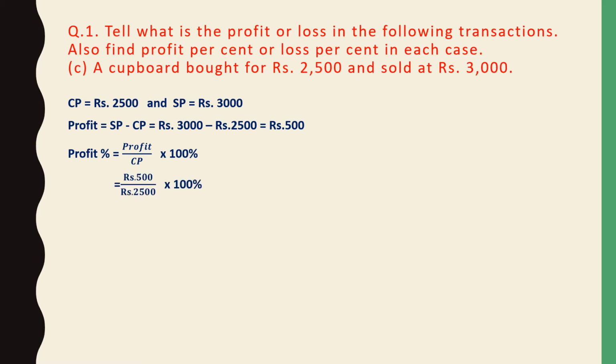Here we get rupees 500 divided by rupees 2,500. You can see here we can calculate 5 and here we have 20. Hence we get profit percent as 20%.